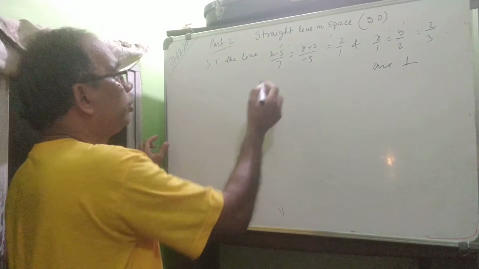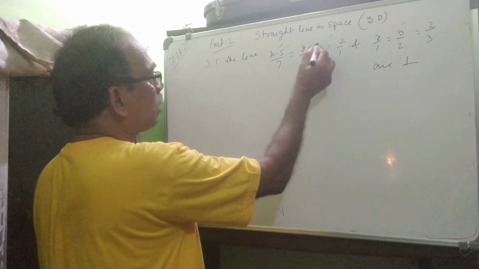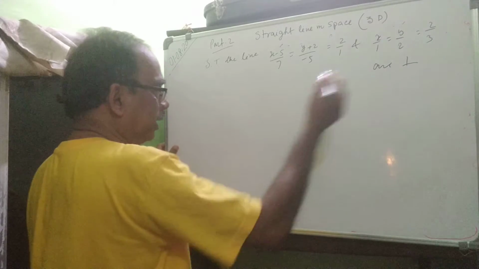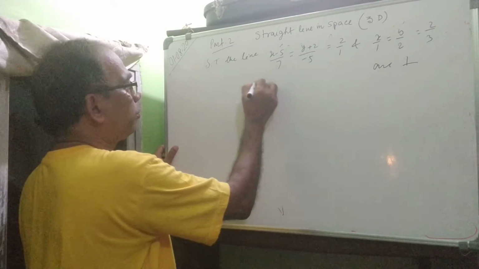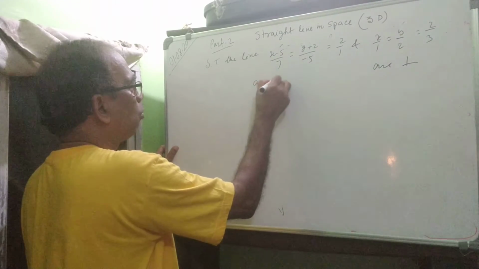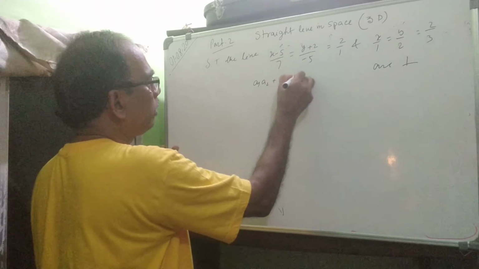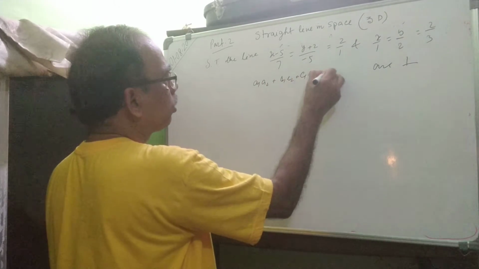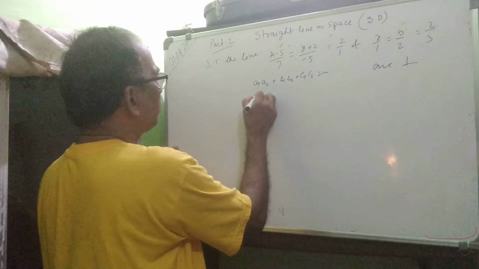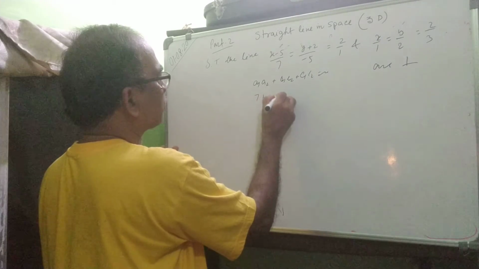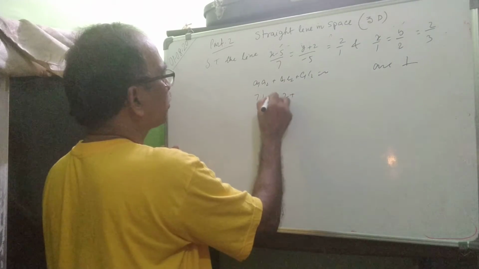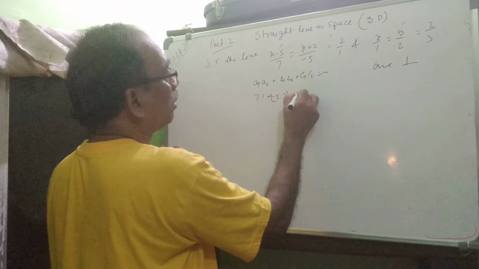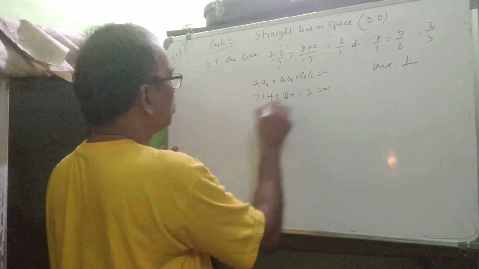Just like the previous sum, we know (x minus x1)/a1, (y minus y1)/b1. The condition for perpendicularity is a1 a2 plus b1 b2 plus c1 c2 should be equal to 0. So 7 into 1 plus minus 5 into 2 plus 1 into 3 should be equal to 0.